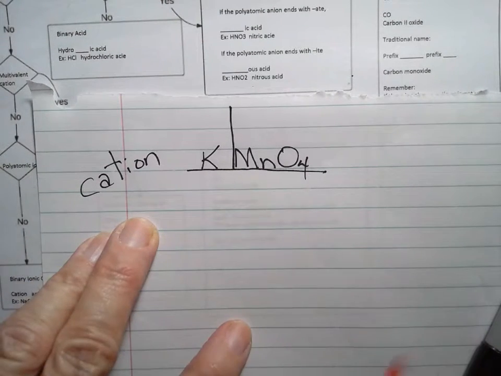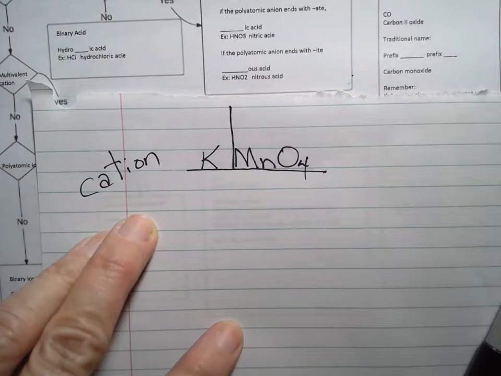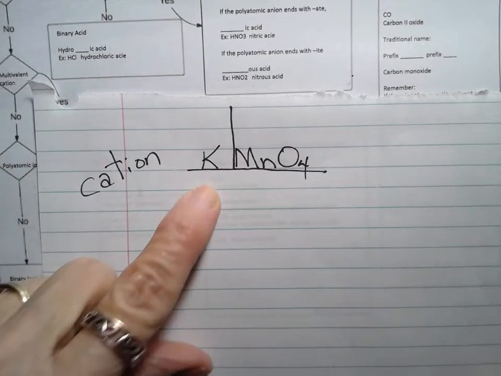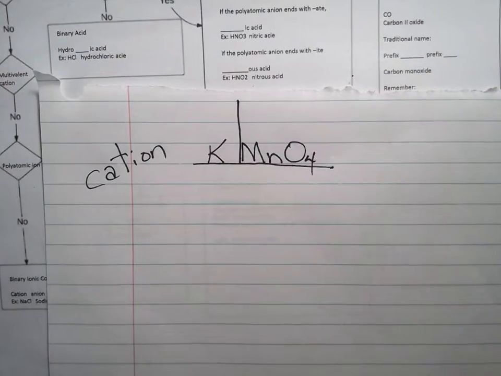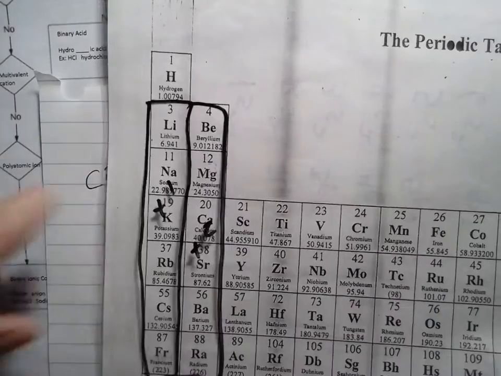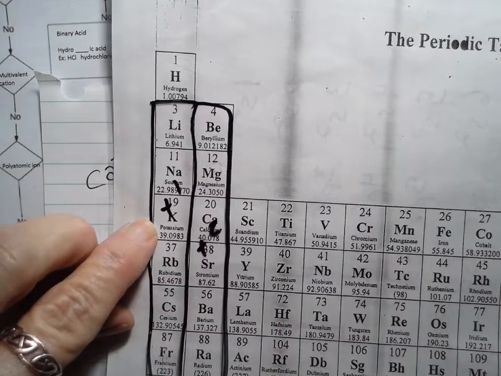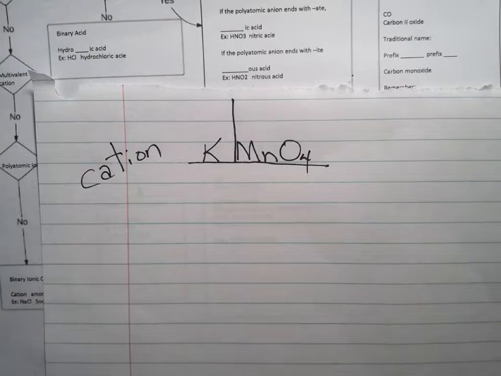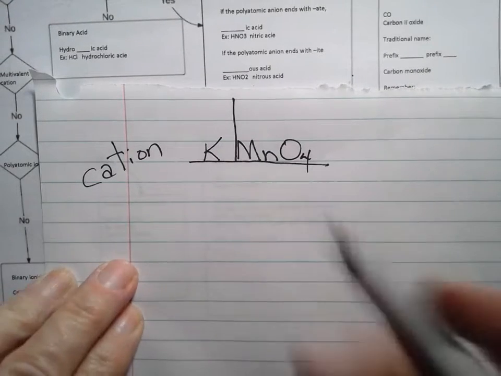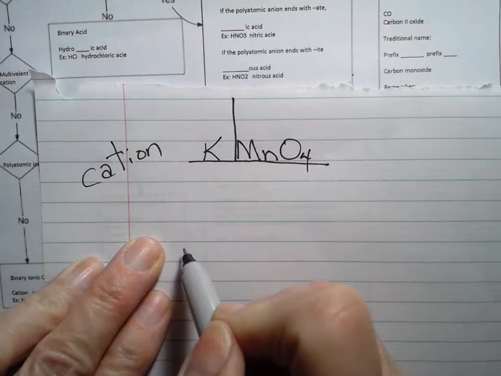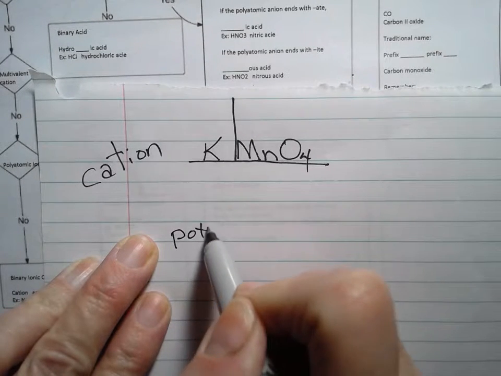And I notice that my cation is potassium. I can look on my periodic table, see that potassium has a +1 charge. It is not multivalent, so I do not need to use a Roman numeral, and I will not have more than one name. So I can go ahead and write potassium here.